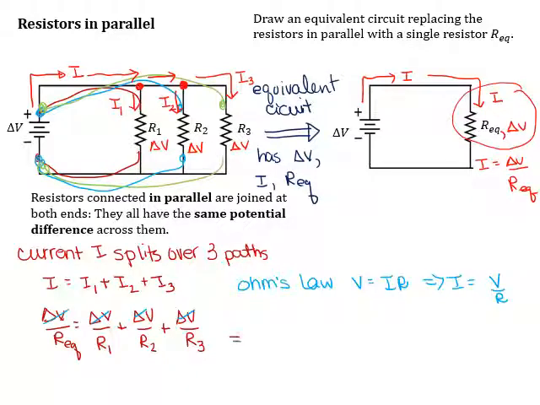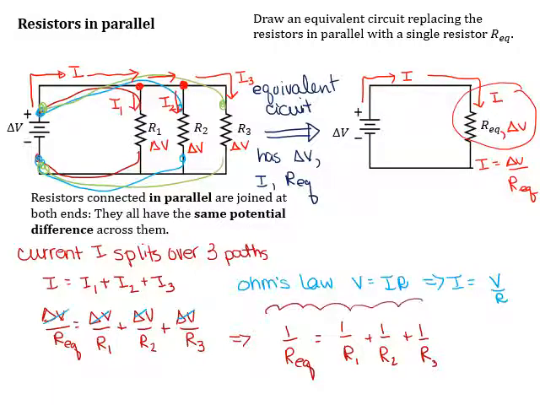And what we end up with for a final expression is 1 over R equivalent equals 1 over R1 plus 1 over R2 plus 1 over R3. If you had more resistors, you'd do 1 over R4 plus 1 over R5 and so on. So this is how we add up resistors in parallel.